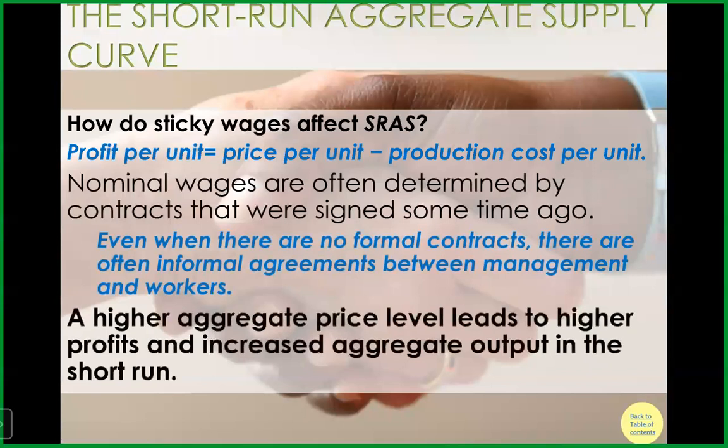Profit per unit is equal to price per unit minus cost per unit. But this cost includes wage and other expenses, like materials, or administrative costs, okay? And because nominal wages are binding in the short term, when the price rises, they are going to bring more profit. With more profit, you're going to hire more. The more you hire, the more you're going to produce, right? So that's why we have this upward-sloping trend, okay?